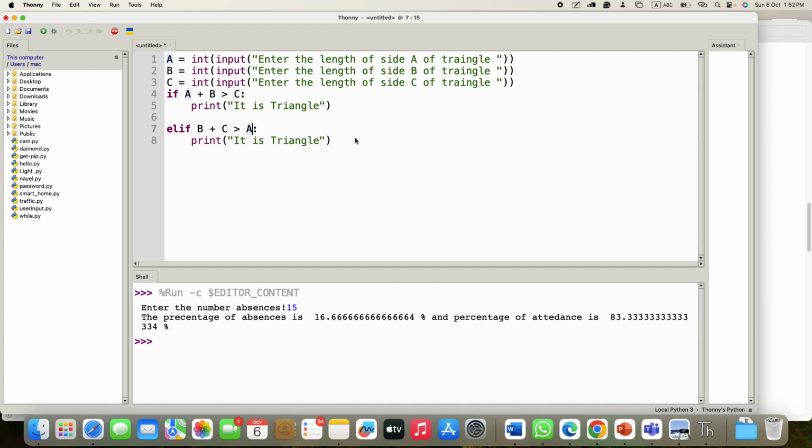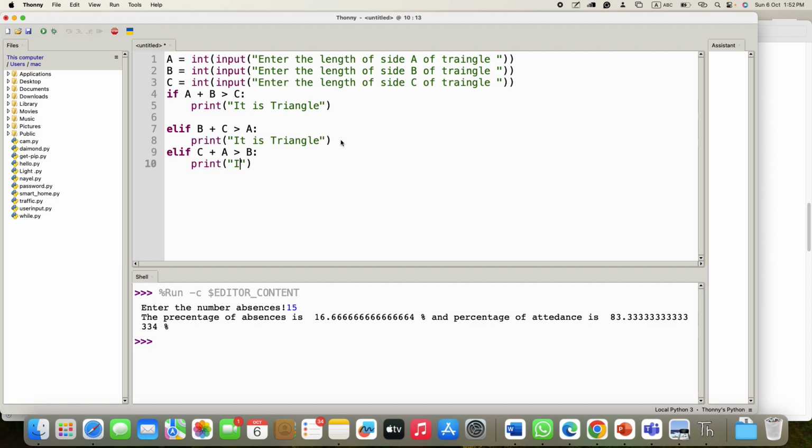If that is not the case, then you want to make sure the third one, right? And that would be what then? C plus A is greater than B. So you want to make sure one of those sides is greater than the third. And then you just print.